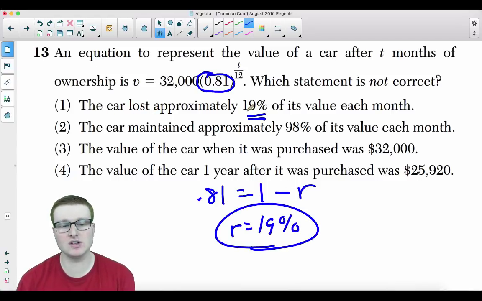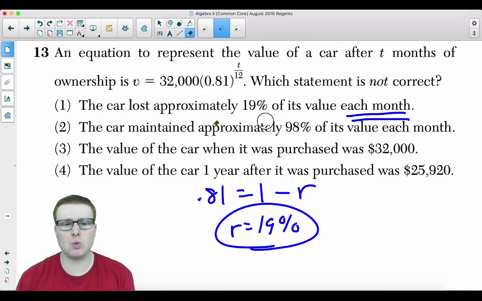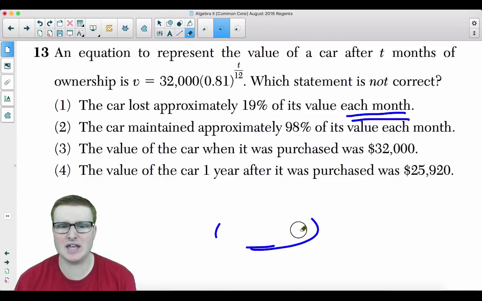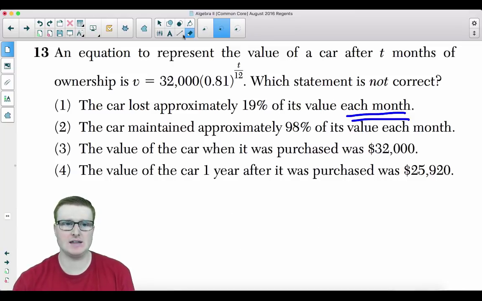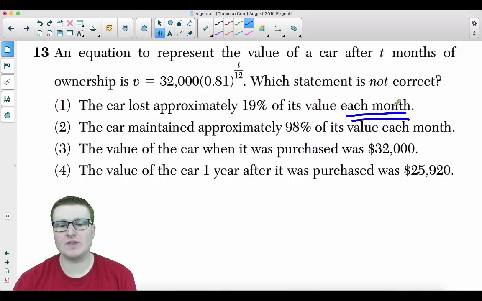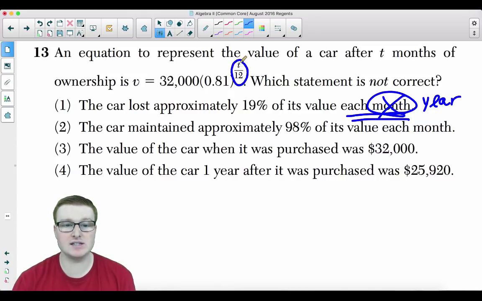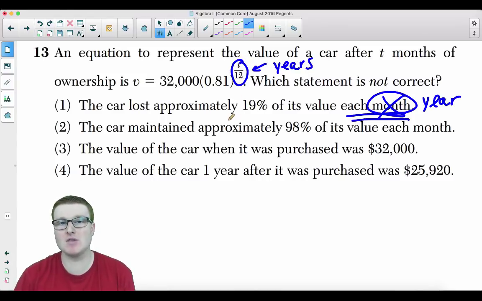So they got that right. The car lost approximately 19% of its value. But here's the problem: each month. That means, ladies and gentlemen, after 1 year, the car is worth nothing. Nothing. That makes no sense. Each month? No. What that should say is each year. But they tried to trick you with this 1 divided by 12. They were trying to make you think that this function is in months. No, this function is in years. You take the amount of months and divide it by the amount of months there are in a year. That's why your answer is going to be choice 1.